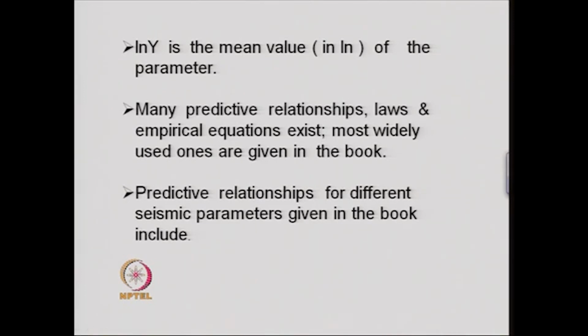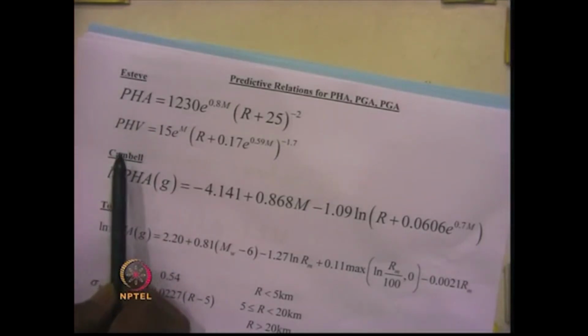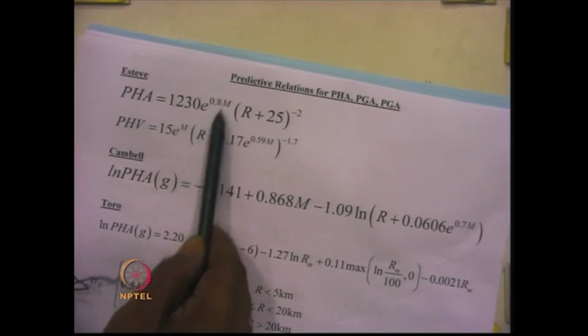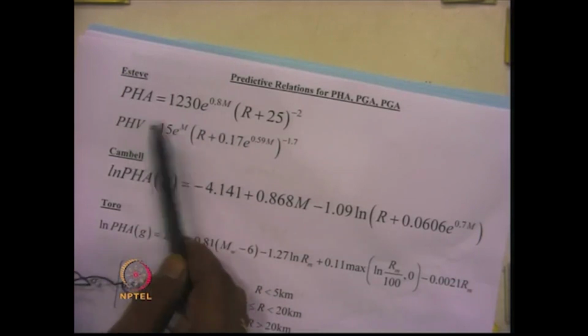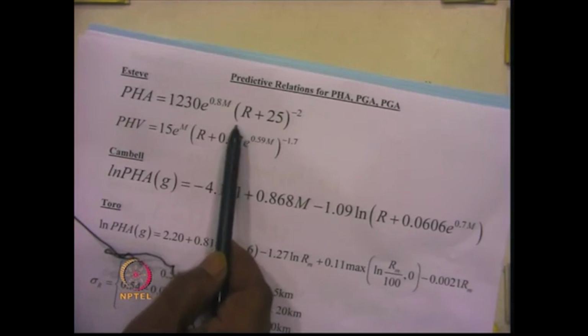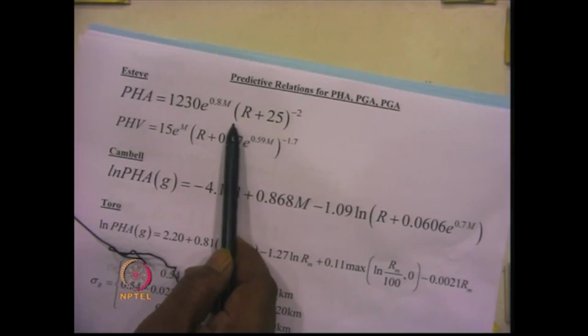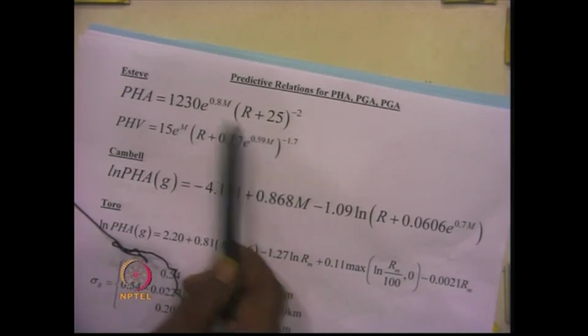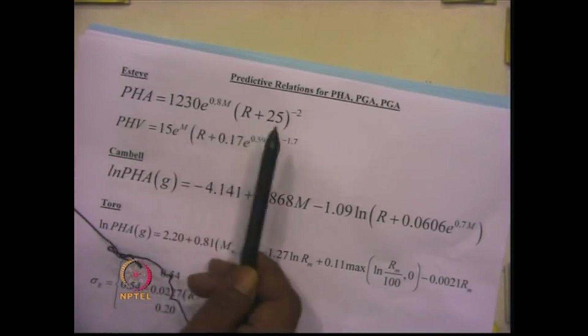For example, the peak horizontal acceleration and peak horizontal velocity were proposed by Esteva to be an exponential function like this, an exponential function of magnitude m, and one can see that the r, the epicentral distance, is taken as r plus 25, and that is what we discussed before. That means the epicentral distance is increased by some value.